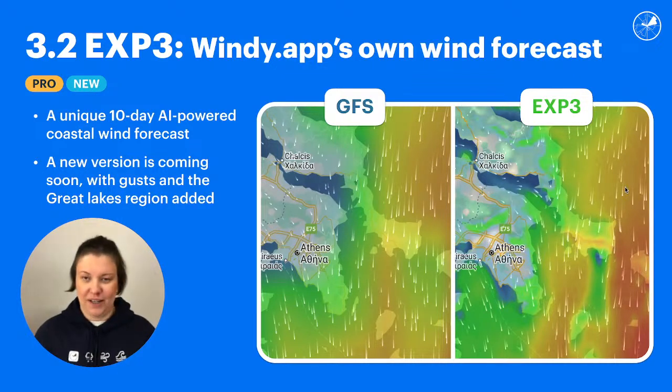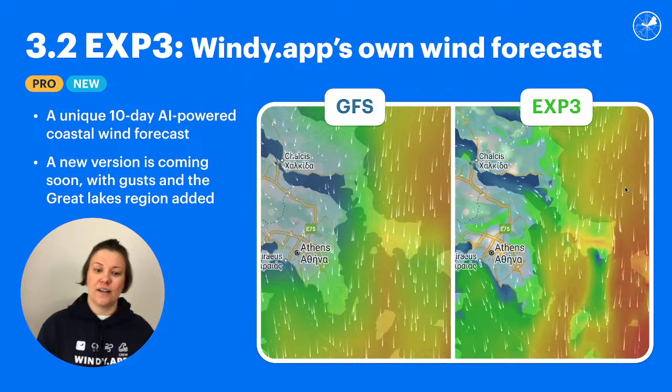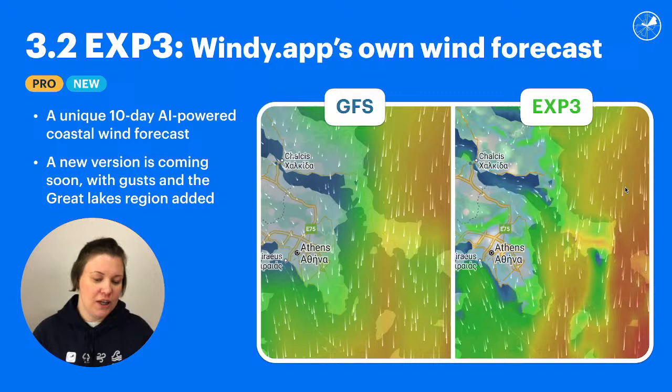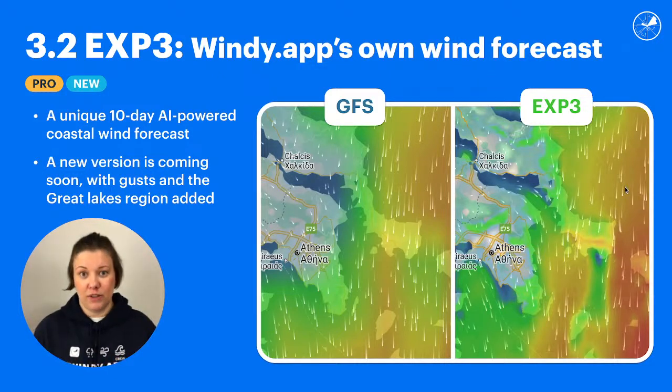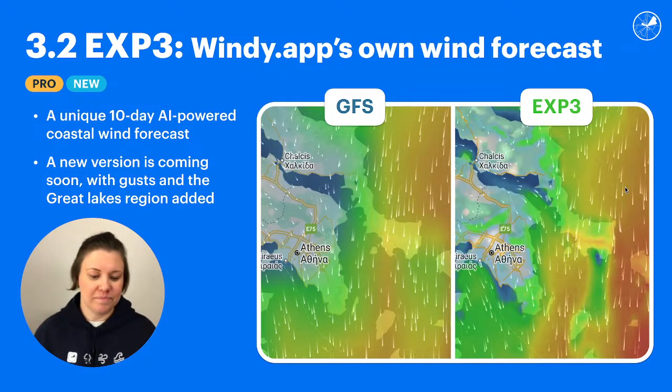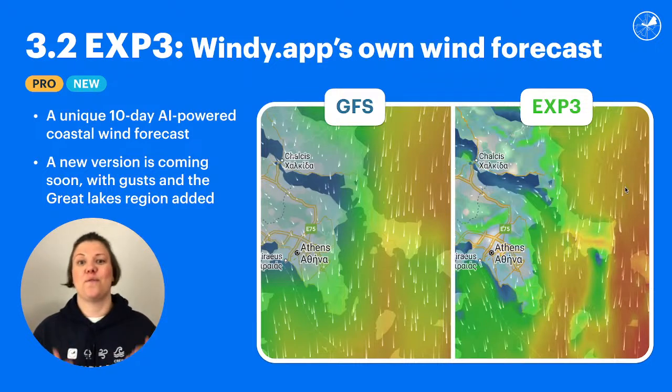I have to mention, I would love to mention our own weather model that gives the detail of a regional model, but covers the global coastline and gives you a 10-day forecast. It was created by our R&D department, and it's powered by AI, and it gives really good results for the coastline. A new version is coming. The wind accuracy is even better. We have added gusts, and we have added the Great Lakes region that you asked for.